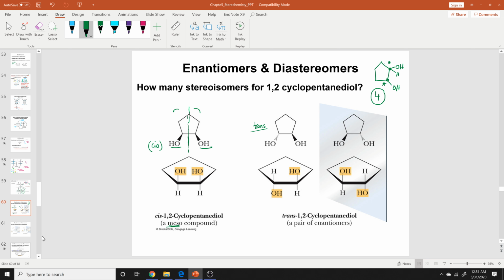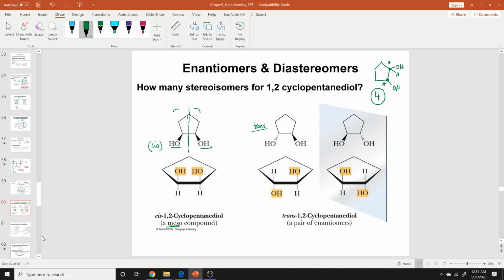Now for the trans, I cannot draw a plane of symmetry because the OHs are in opposite planes. If I do, I won't have the two sides aligning with each other. So the trans will have a mirror image in this case, and it will exist as a pair of enantiomers. So it will have a mirror image, and that is going to be the mirror image. Notice, the mirror image of the trans is a trans. The mirror image of the cis is cis.